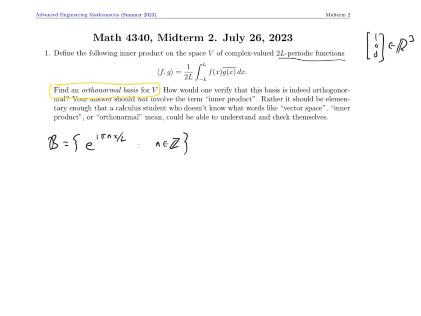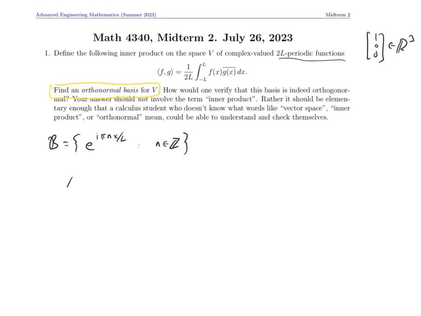So how would one verify this basis is indeed orthonormal? And it should not involve the term inner product. Like, one of my 1080 calculus students should be able to understand how to check this, even if they don't know what it means. And I'm not sure anyone's answer was really something that could be understood by a calculus student. And so what I'm looking for here is orthonormal means unit length and perpendicular, right?